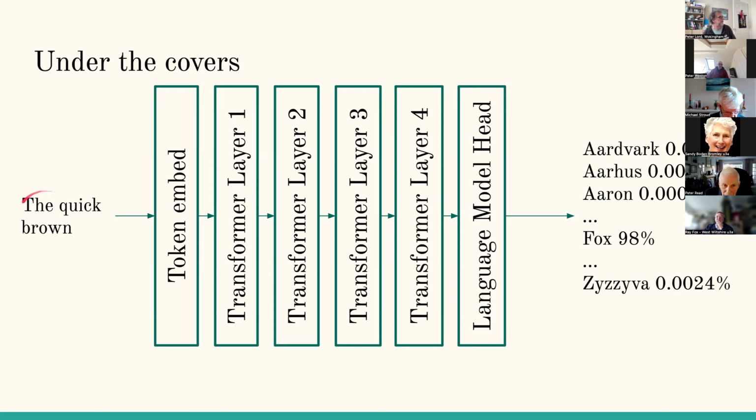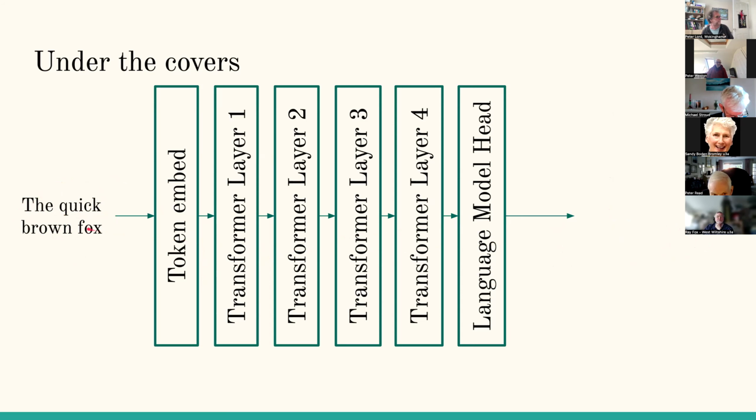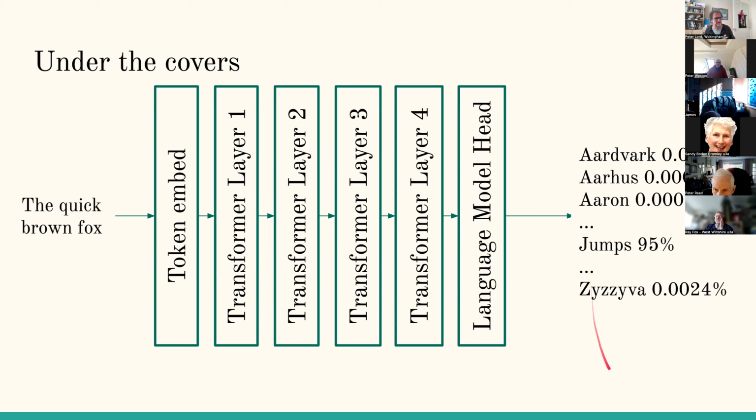So the next most likely word, after "the quick brown," is "fox." And what we do, we take that fox word and we add it back on there, "the quick brown fox," and we run it again. And we get another list of probability outputs, and we can see the next most likely word is "jumps."